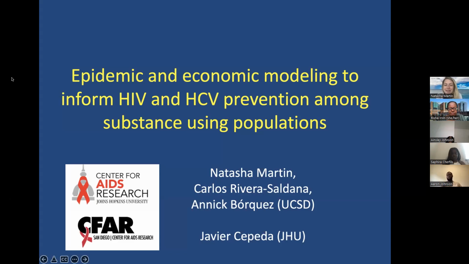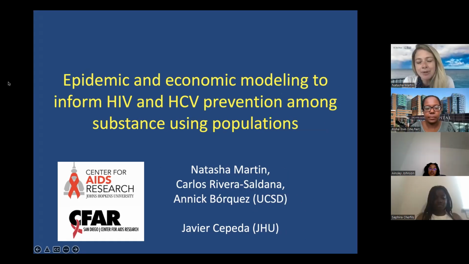It's basically layering the costs and the health benefits on top of this epidemic modeling framework to help us understand not just the population impact of interventions, but the economic impact of our different interventions. And those two pieces together are really critical information for policymakers when they're trying to decide between different courses of action. And today I'll be talking in particular about HIV and hepatitis C prevention among substance using populations.